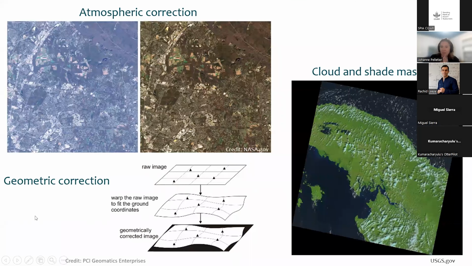There's also cloud and shade that you will want to remove. So it's also some pre-processing step that you will want to do. Because cloud, shade, and haze can affect your results because it's sort of missing data basically.